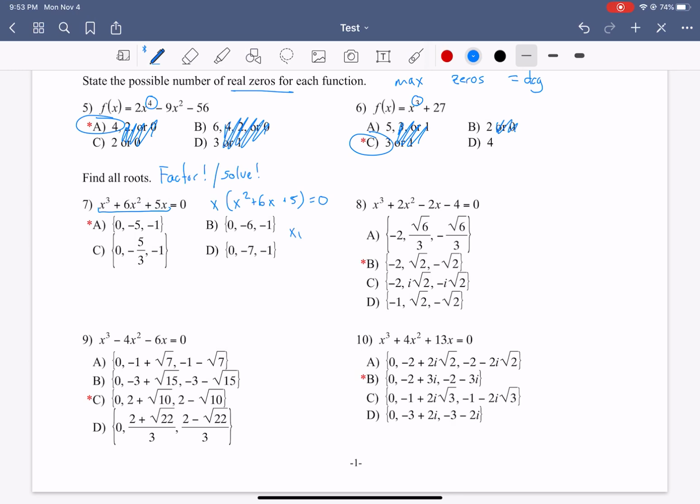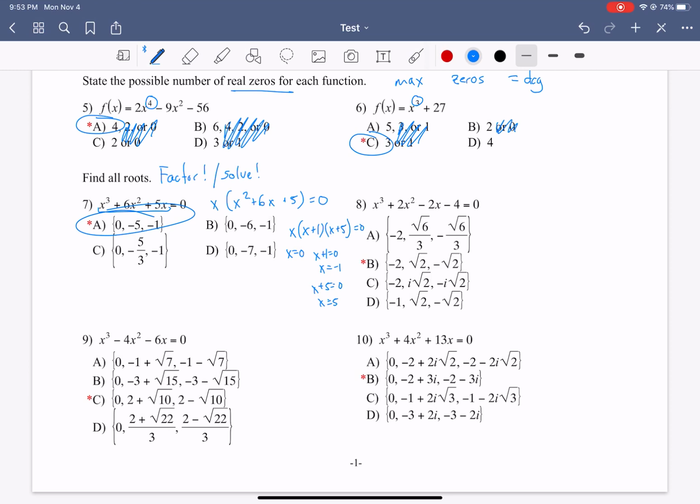And yes, we get x plus 1 and x plus 5. We multiply up to 5, add up to 6. So that is our factors. And we set everything equal to 0. And so this would give us x equals -1, and then x plus 5 equals 0. So x is equal to -5. So that means our answer is A.